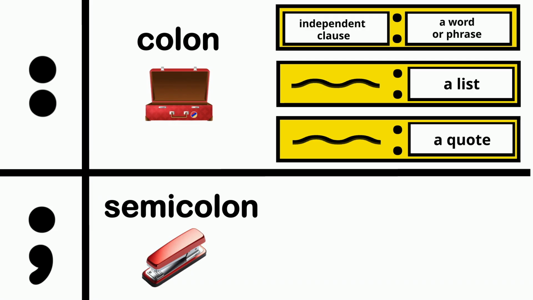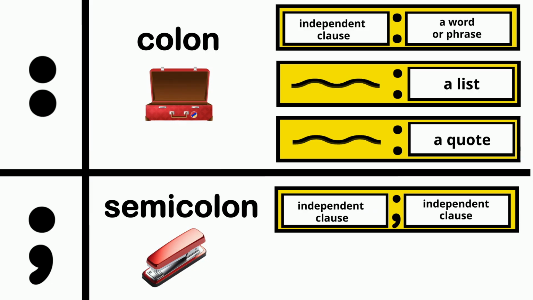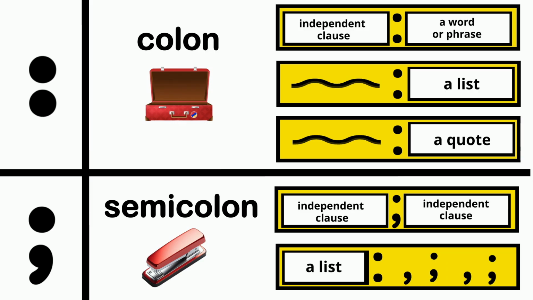If you've written 2 independent clauses that are closely connected, instead of separating them with a full stop or using a conjunction like and or but, you simply link them with a semicolon. Semicolons are also used to separate items in a list when you already need commas within the items being listed.